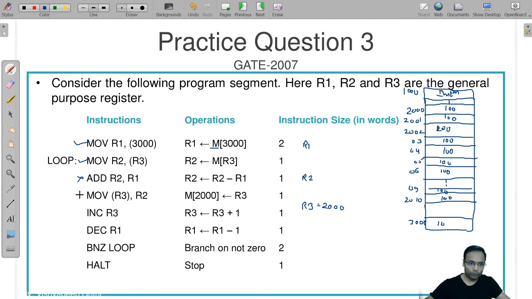Third, no. Fourth, memory reference. Yes, memory is referred for the right purpose. This, no memory reference, no memory reference, no memory reference. I am talking about data access only. For these three instructions only, there is a data access from memory. This one, and this one.